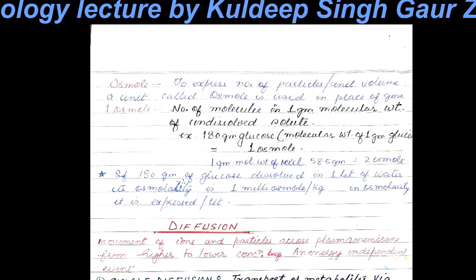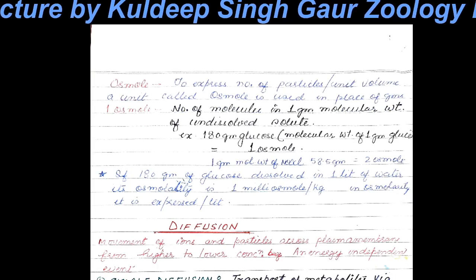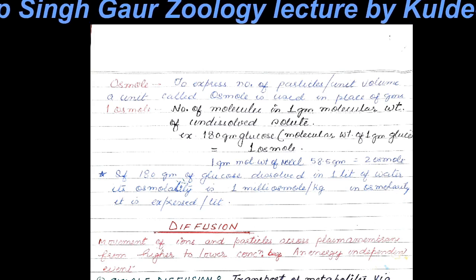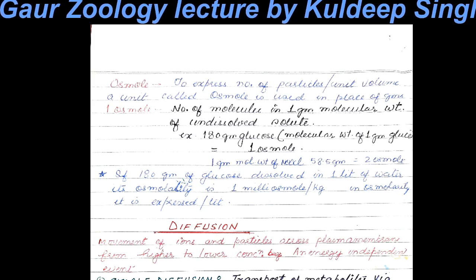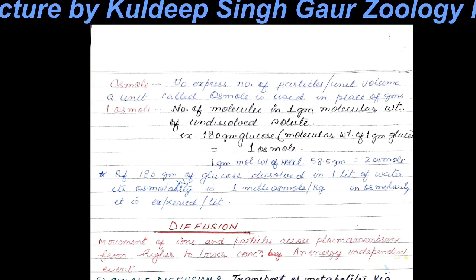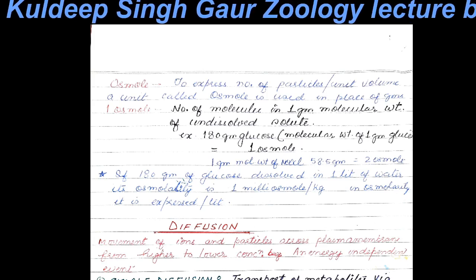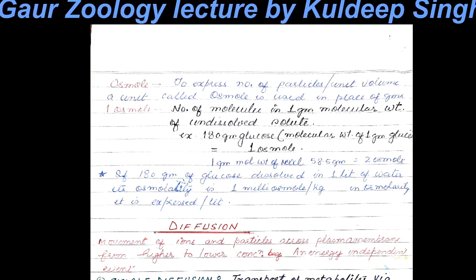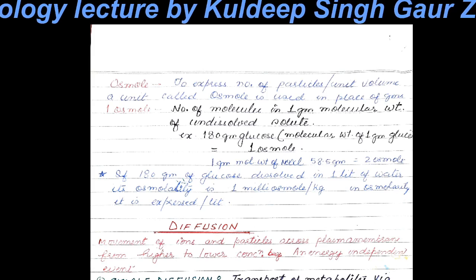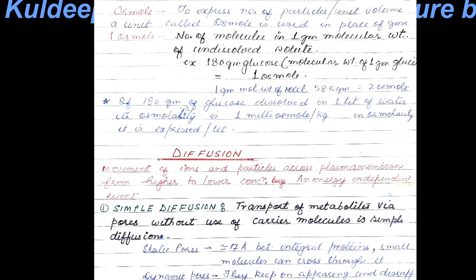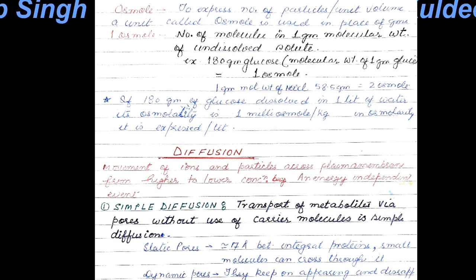Then I should acquaint you with one terminology which is called as osmole. What is this osmole? To express the number of particles per unit volume we use the osmole. We don't use grams. We use osmole. One osmole is equal to the number of molecules in 1 gram molecular weight of undissolved solute. For instance, in case of glucose, 180 grams of glucose, the gram molecular weight, is equal to 1 osmole. When 180 gram of glucose is dissolved in 1 liter of water, its osmolarity is 1 milliosmol per kg.